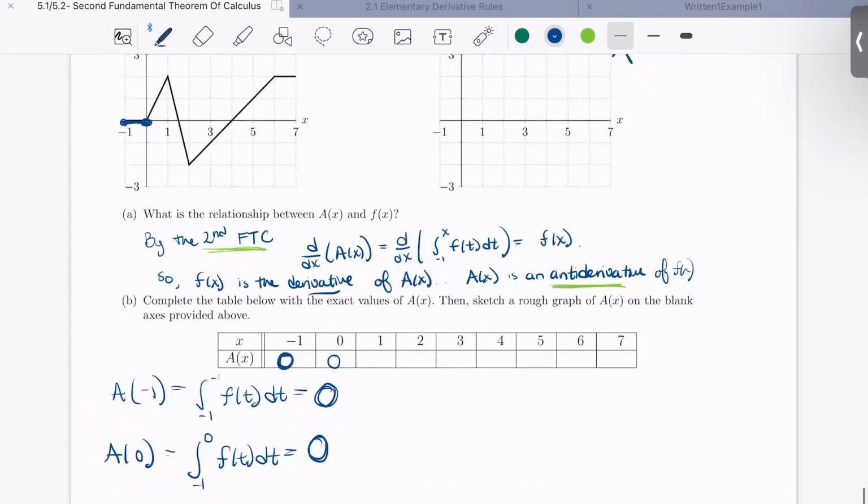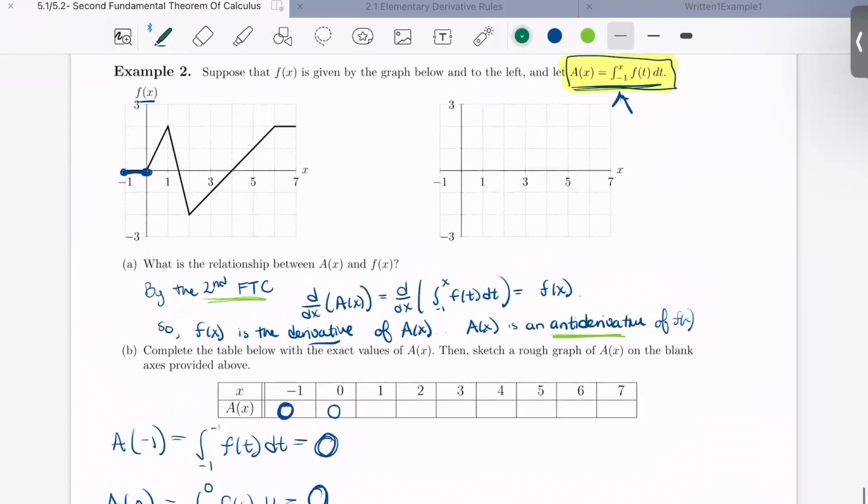Let's do one more together. A of 1 is going to be the integral from -1 to 1 of f of t dt. So let's consult our f graph again. Now we're looking at the integral of f from -1 to 1, so the area under f from -1 to 1. It'll be this area here. Okay, so we can compute that.